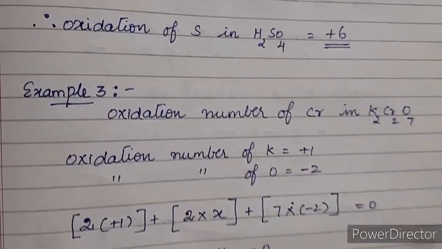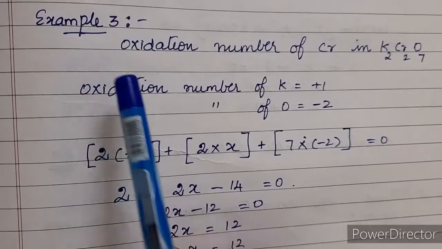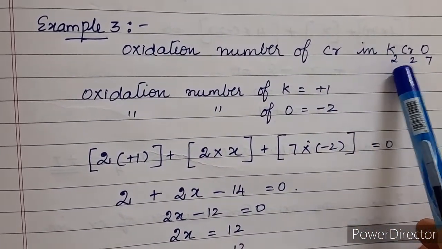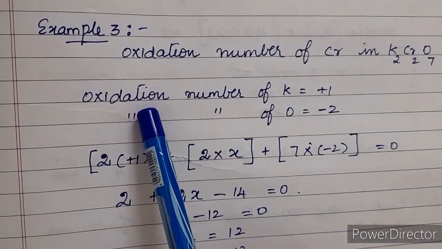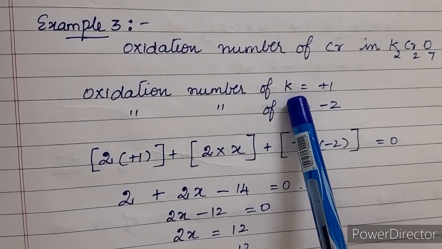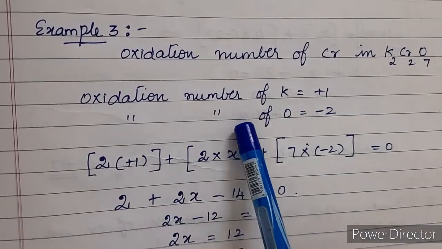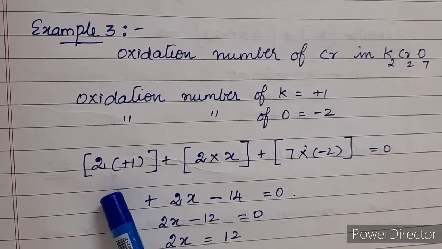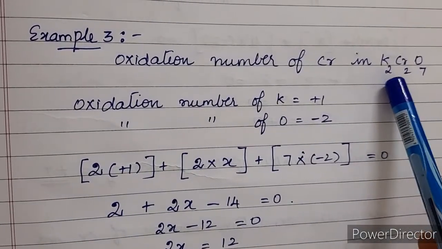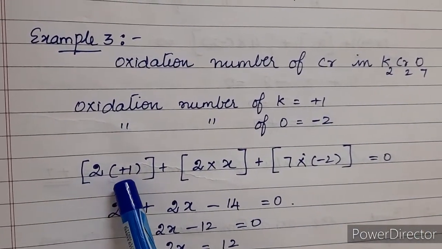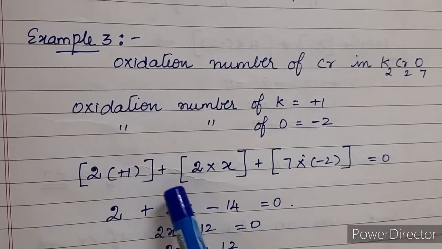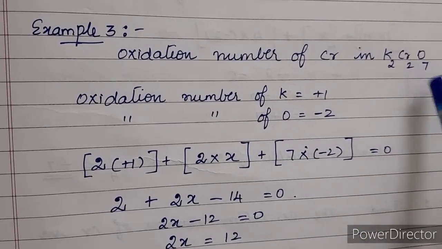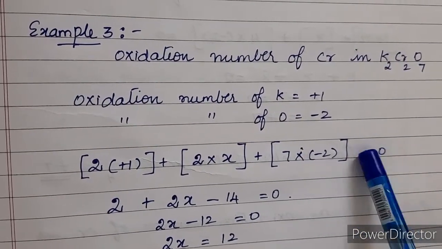Now let's move to the third example. Here we are going to find out the oxidation number of chromium in potassium dichromate. The oxidation number of potassium is plus 1 and the oxidation number of oxygen is minus 2. This we know, isn't it? Now here we are going to find out for chromium. How many potassium are there? 2 potassium. So 2 into the oxidation number of potassium, plus 1, plus 2 chromiums are there. So 2 into X plus 7 oxygens are there. So 7 into minus 2 is equal to 0.